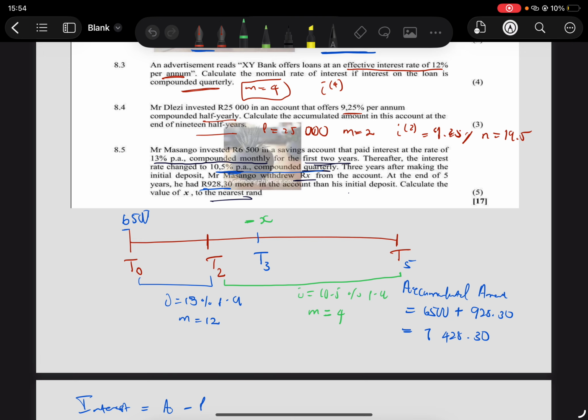And then 3 years after making the initial deposit, Mr. Masango had to withdraw X, which is what we want. And then the X there is shown by a negative X. With this information given, we now need to calculate what X is. We are also told that at the end of 5 years, the newly accumulated amount was then 6,500 plus the 928.30. On the next video, I will be showing you how to then find X.